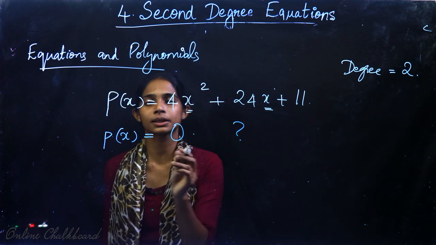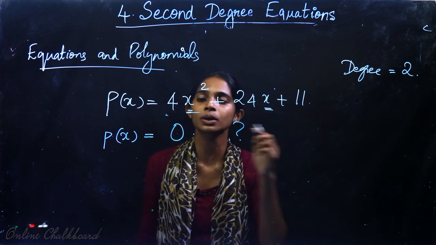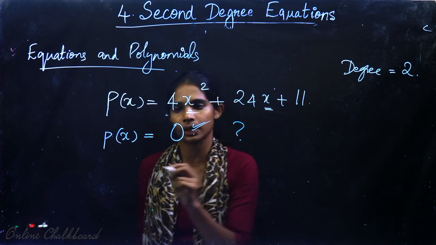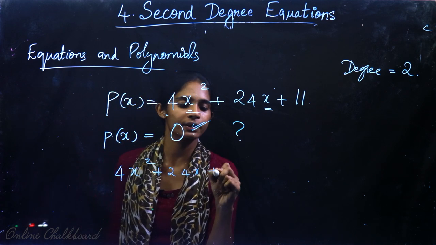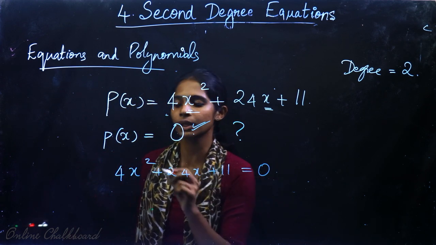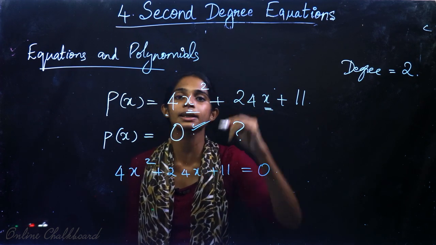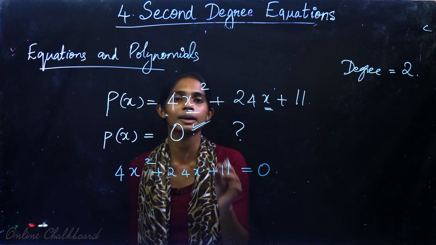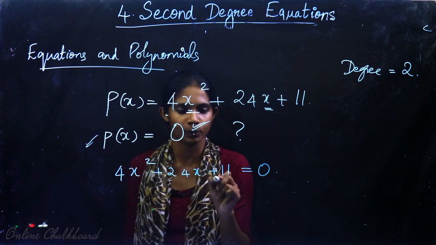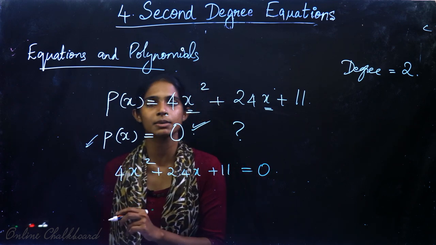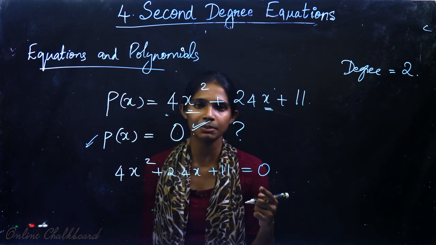Now, we will look at the method. This p of x, the polynomial, is equal to what value? In this case, 0. So 4x square plus 24x plus 11 equal to 0. You just have to solve that equation. We only need to solve the second degree equation we have been studying, and then you will get the value of x. The method we have studied so far is the completing the square method.